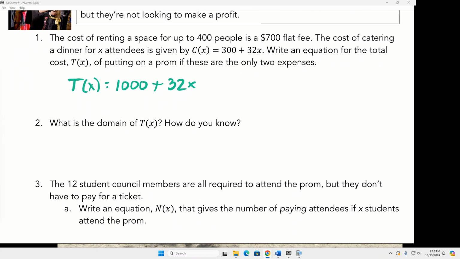All right, and then for the domain, you just need to think logically. There cannot be a negative number of people at this prom, so the smallest x value would be 0. What is the largest for this space? 400, good.